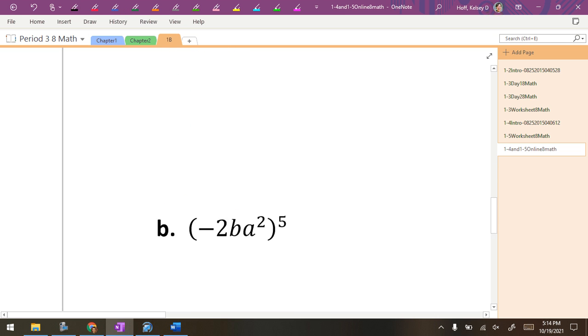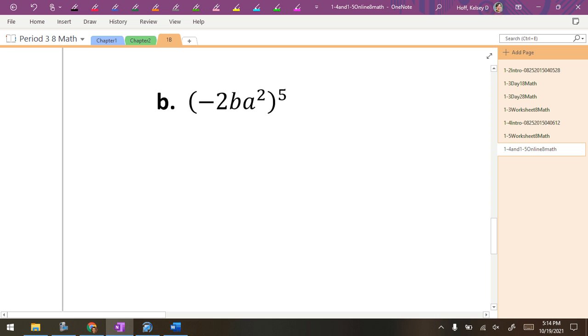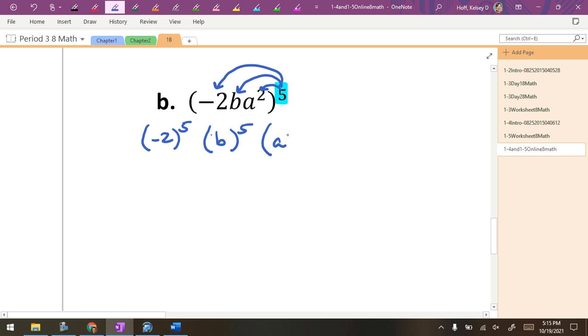B, go down the page. Ask yourself, am I multiplying, am I dividing, or am I raising a power to a power? In this one, I'm still raising a power to a power. What's inside of parentheses just got more intense. But that 5 exponent on the outside needs to be shared with everybody on the inside. Don't forget your parentheses. That 5 exponent needs to be shared with my -2 coefficient. It needs to be shared with my base b. It needs to be shared with my a squared as well.